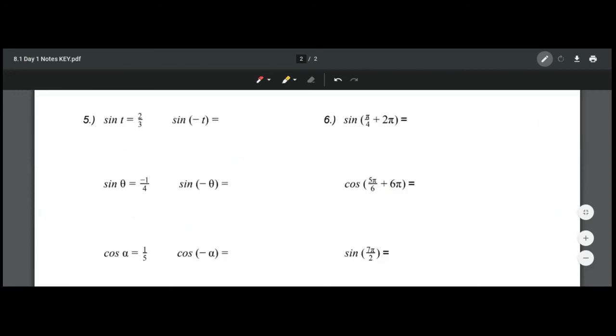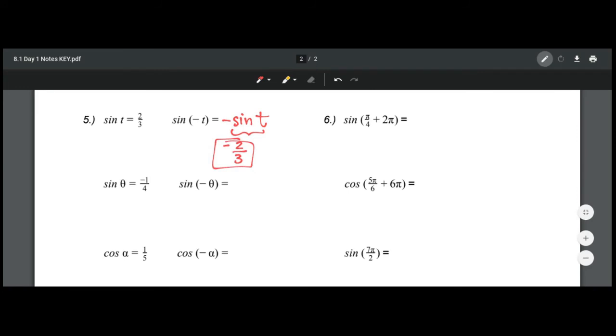Moving on to the last 2 problems. Problem number 5 involves the opposite angle identities. So if we do sine t equaling 2/3, we know that sine of negative t is equivalent to negative sine of positive t. And if sine of t is equal to 2/3, then we know that this quantity is equal to negative 2/3.